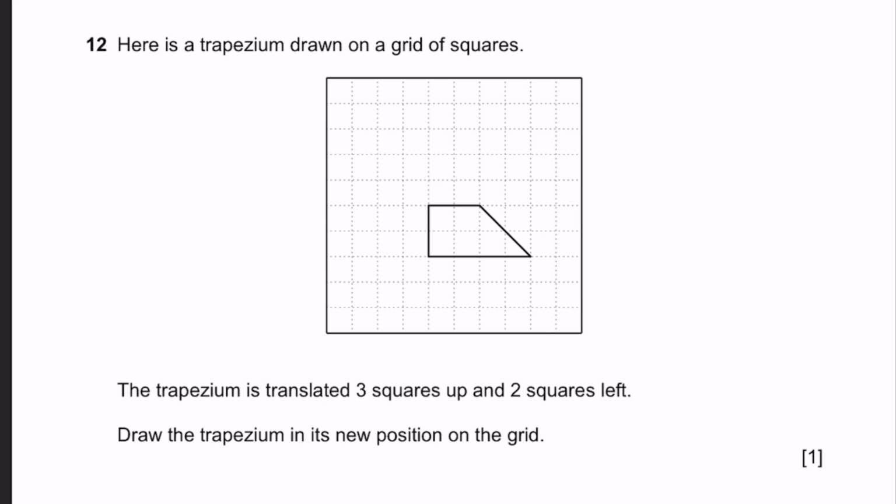Question 12. Here is a trapezium drawn on a grid of squares. The trapezium is translated 3 squares up and 2 squares left. Draw the trapezium in its new position on the grid. 3 squares up. So let's take 1 point and translate 3 squares up. It becomes here. Next, 2 squares left. Use the same point, translate over there. So we can draw that point over there. Now let's see the shape of this trapezium. Let's draw the same shape with this point corresponding to this point, which means this point is also the corner of the trapezium like this. So let's finish the trapezium.